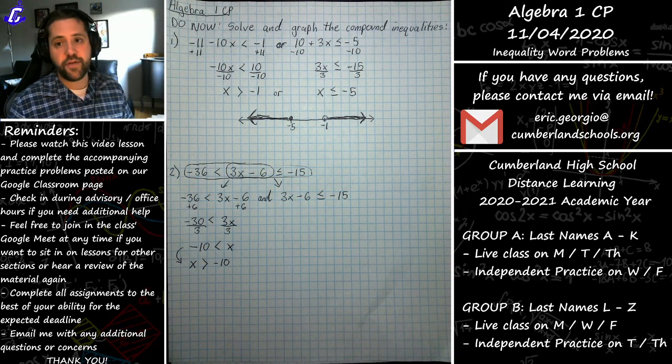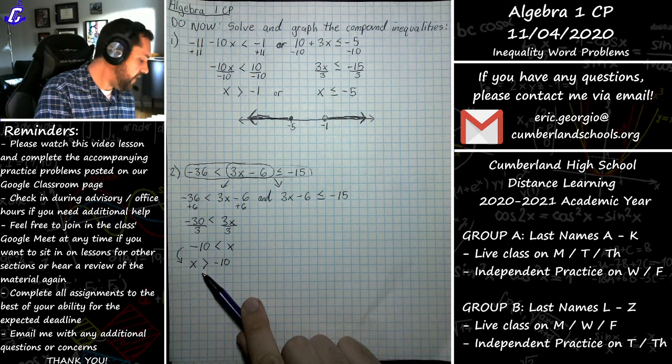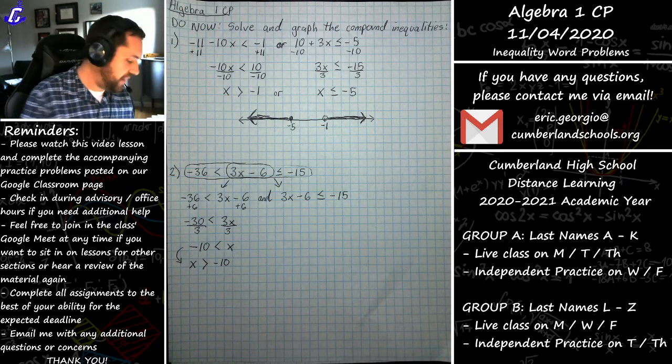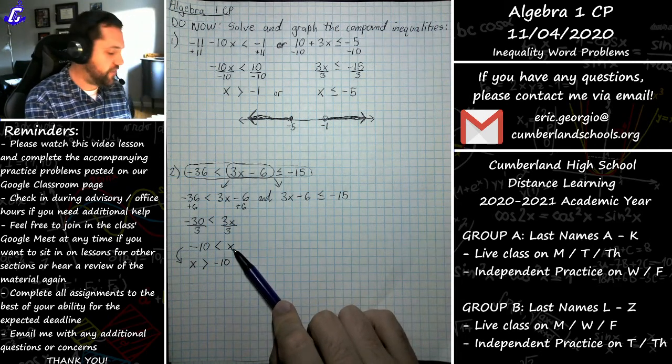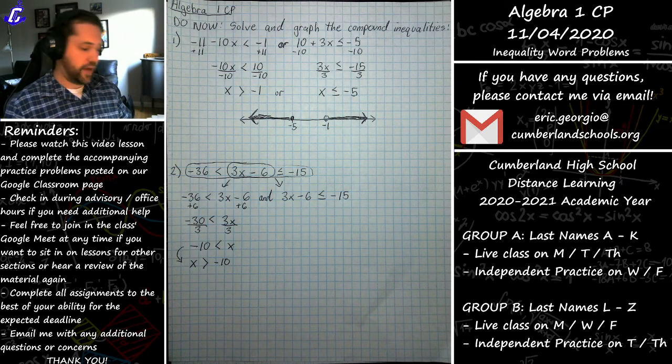Okay? And that's only if you're comfortable doing that. Or if you're uncomfortable with this, rewrite it like this. If you feel comfortable about this, then, by all means, just leave it there and graph that. If you can graph that and say, well, all your values for x should be bigger than negative 10, then you don't have to rewrite it. It's just an option that you have.